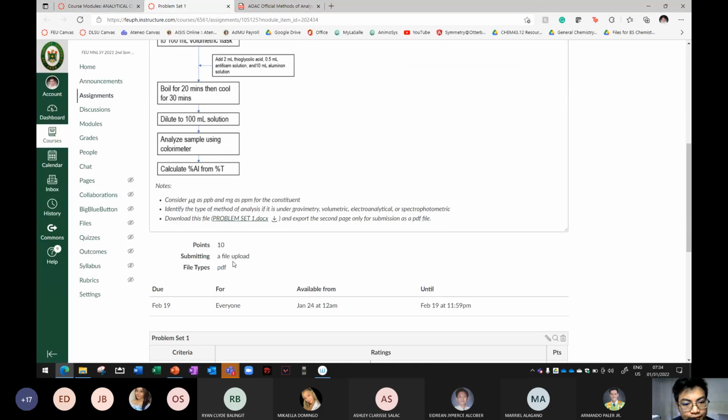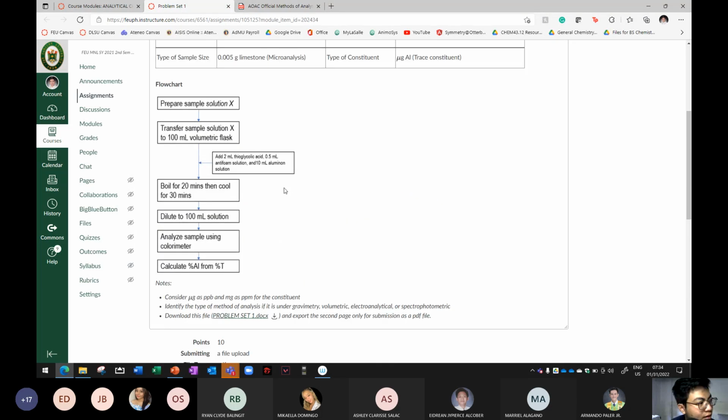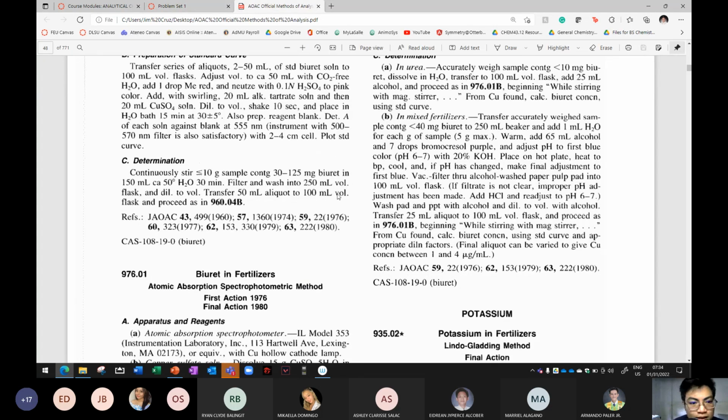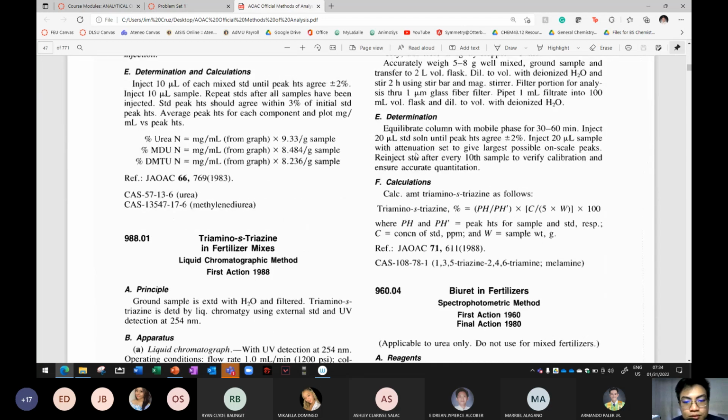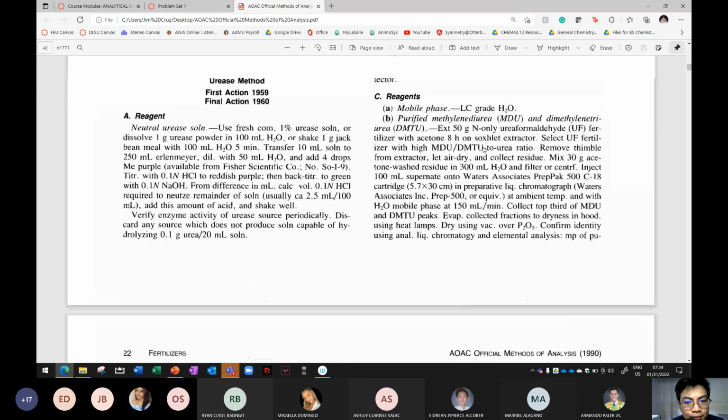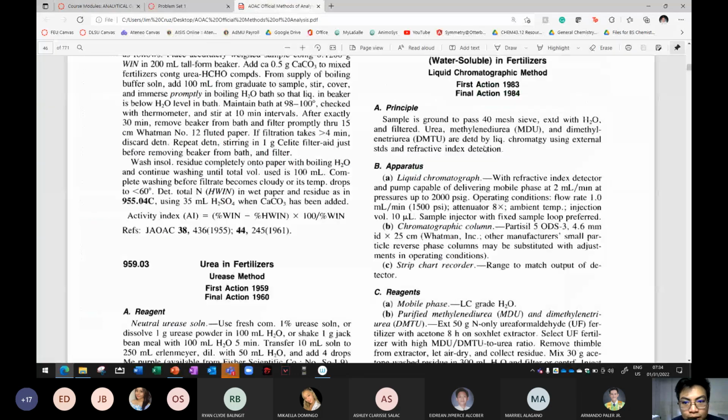So, yun lang. Ganun lang ka-simple siya. And as long as you provided the pinaka-summarized version talaga, then you will get full points to this. Okay? So, bigyan ko kayo example pa, no, other than what I wrote here.